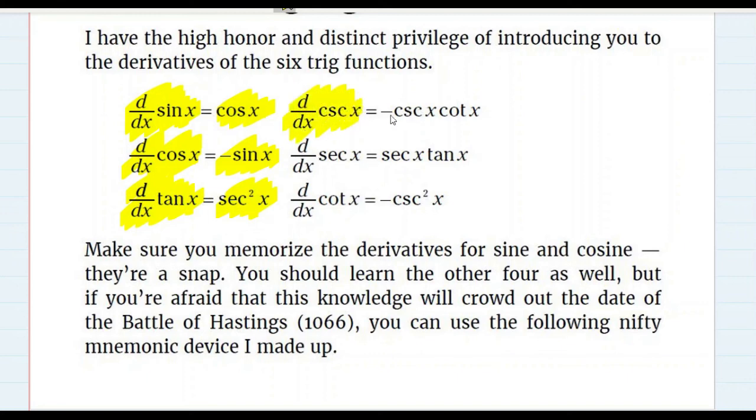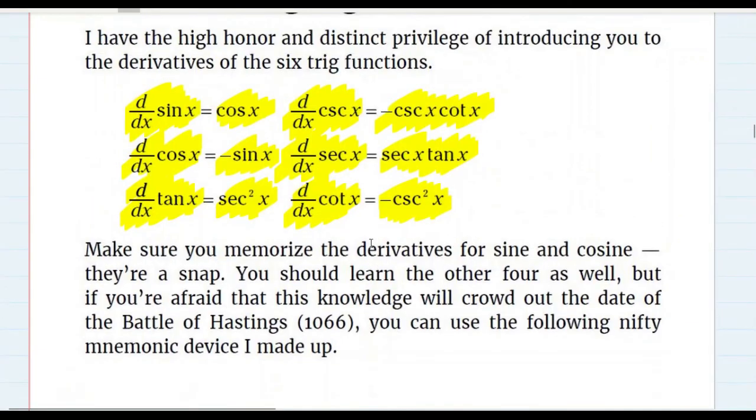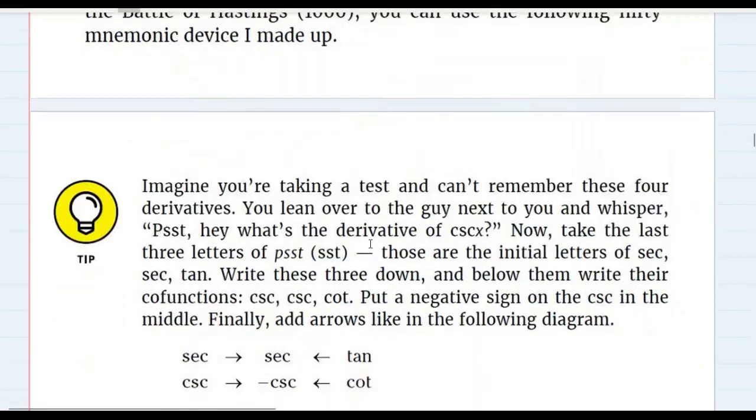The derivative of cosec x is minus cosec x into cot x. The derivative of sec x is equal to sec x into tan x. The derivative of cot x is equal to minus cosec square x. Make sure you memorize the derivatives of sine and cosine. According to me, you should memorize all these six derivatives.